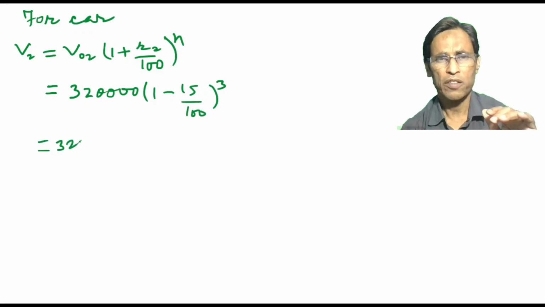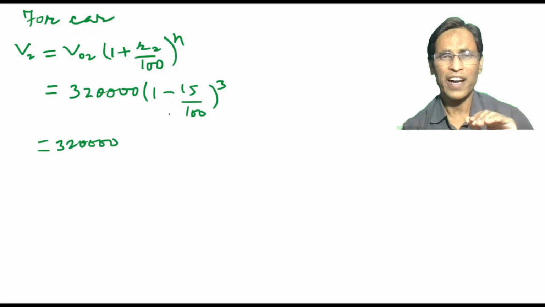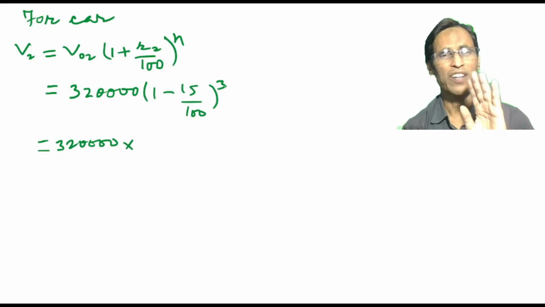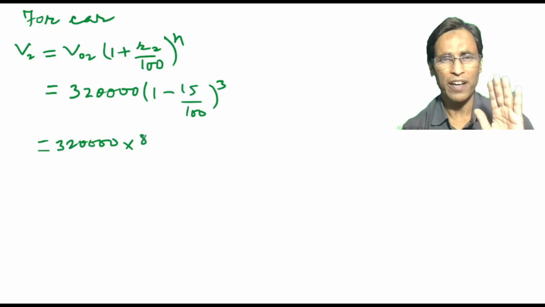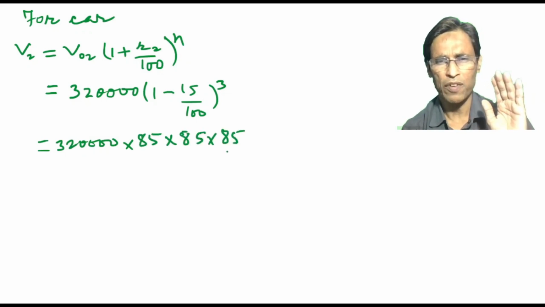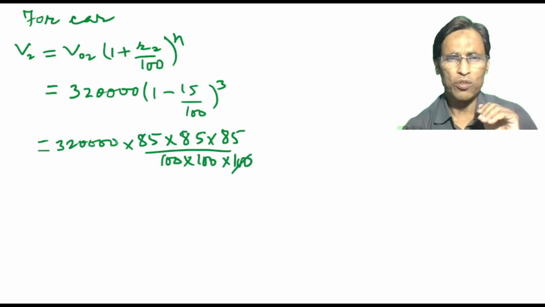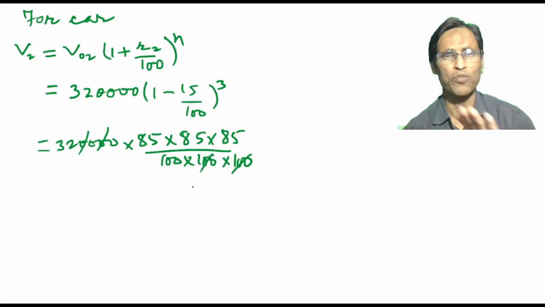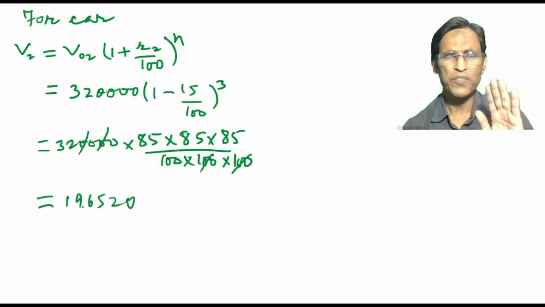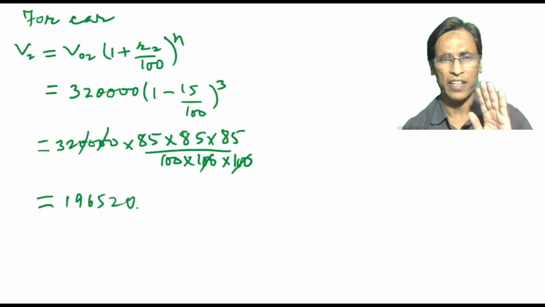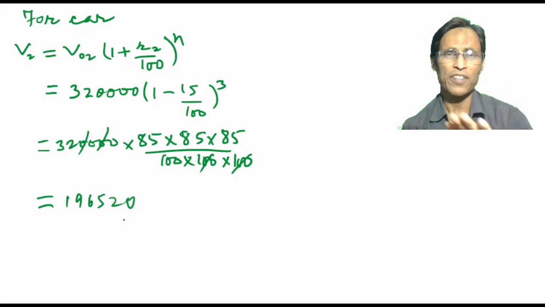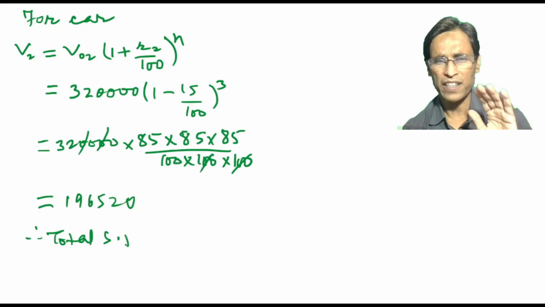In the next step, 3,20,000 and 1 minus 15 by 100 means 85 by 100. So 85 by 100 to the power 3. Therefore we will have here into 85 by 100 into 100 into 100, and this 20 can cancel this 20, and this 20 can also cancel with this 20. So we cancelled. After simplification we get 1,96,520. This is the value of the car after 3 years. Total selling price SP.